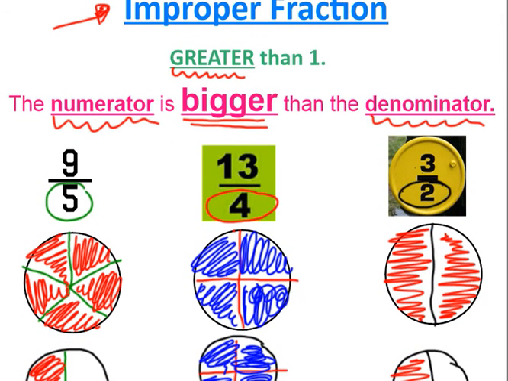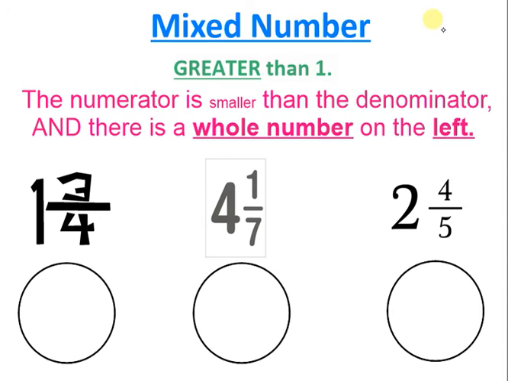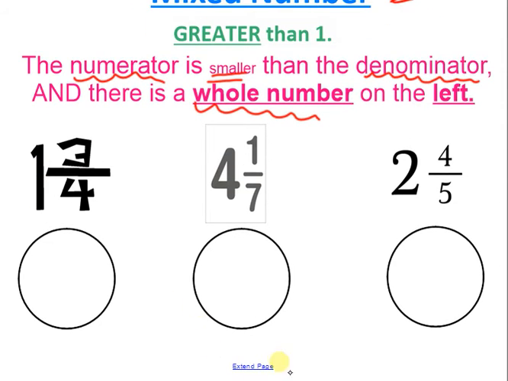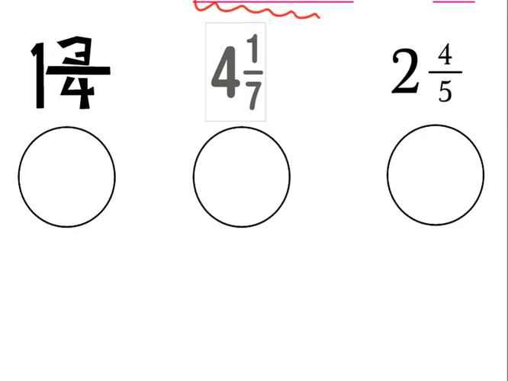So now we've covered proper, which is less than 1, improper, which is greater than 1, and the last type of fraction we're going to cover is a mixed number. Now, a mixed number is also greater than 1, but here's the thing with a mixed number. The numerator, which is the top, is smaller than the denominator, which is the bottom. So that part of it is a proper fraction. But then there is a whole number to the left of that. And so I'm going to show you how we'll draw those types of models, okay?